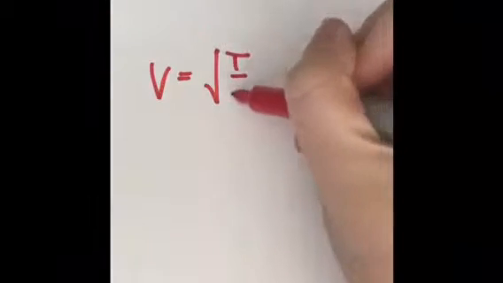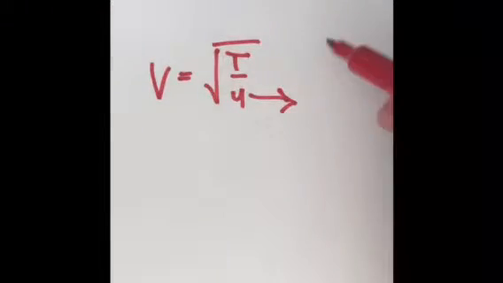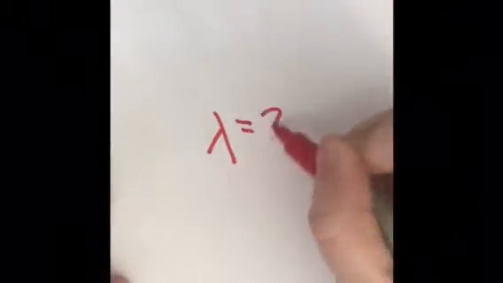In order to find the velocity of a string, it's going to be the square root of the tension divided by the linear density, which is going to be the mass divided by length. Also, in order to find the wavelength pattern, it's going to be 2L divided by N.